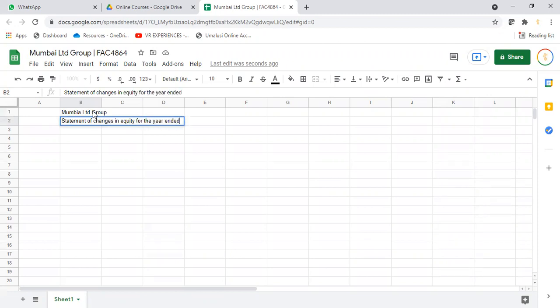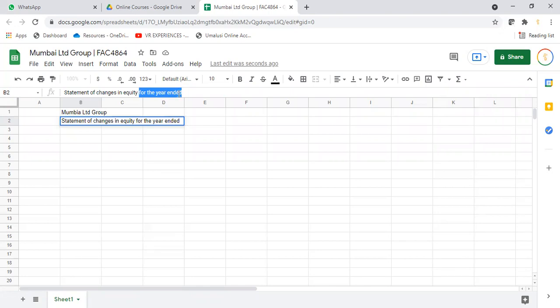Remember, when it comes to the statement of changes in equity, it is for the year ended or for the period ended. So for every statement, it is for the year ended. But when it comes to the balance sheet, statement of financial position, it is as at. So that's very important. Don't lose marks, they will penalize you for getting this terminology wrong.